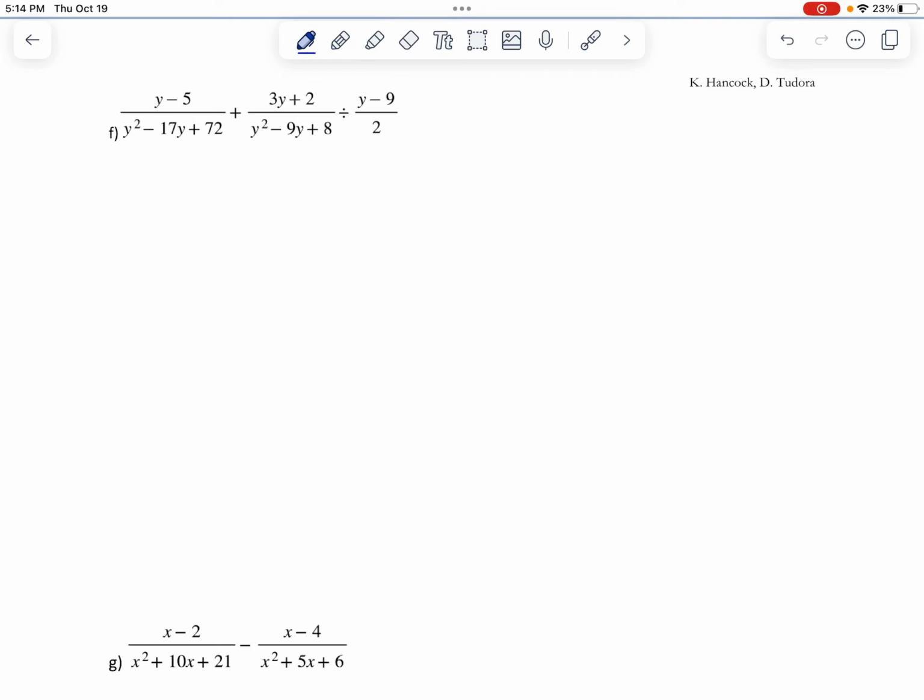First, I'm going to do the division. And in that step, I'm going to factor everything in one step. So y minus 5 doesn't factor. The bottom of this fraction factors. I need two things that add to make 17 and multiply to make 72. That's 9 and 8. (3y plus 2) doesn't factor. The bottom of this, I need two things that add to make negative 9 and multiply to make 8. Minus 8, minus 1. And I'm dividing, so I flip this one.